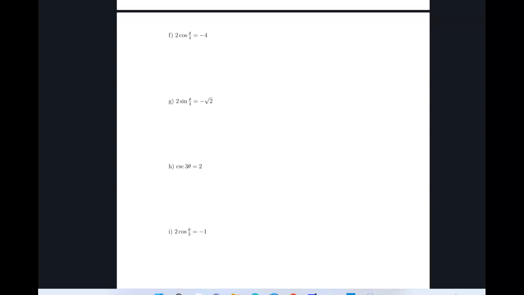Okay, continuing on. So first here, I want to isolate the cosine function. So first I'm going to divide through by 2. So I get cosine of theta over 4 equals -2. Wait a minute. Is there ever a time that the cosine is -2? No, we're on the unit circle, so here I have no solution.